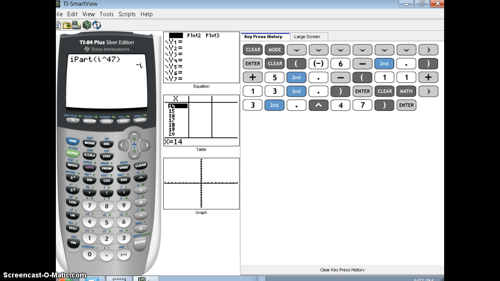So go ahead and do the same thing with I to the 33rd, I to the 21st, and I to the 15th.